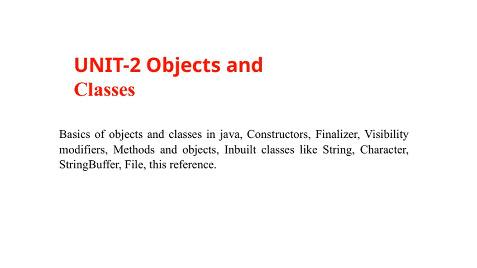I'm excited to guide you through the fascinating world of objects and classes in Java. Today's session is titled Unit 2 Objects and Classes, and we'll be exploring the fundamental concepts that form the backbone of Java programming. We'll cover basics like what objects and classes are, how constructors and finalizers work, and delve into visibility modifiers, methods, and objects. Additionally, we'll look at some inbuilt classes such as string, character, string buffer, and file, along with the use of the this reference. So, let's get started and unlock the core ideas behind object-oriented programming in Java.